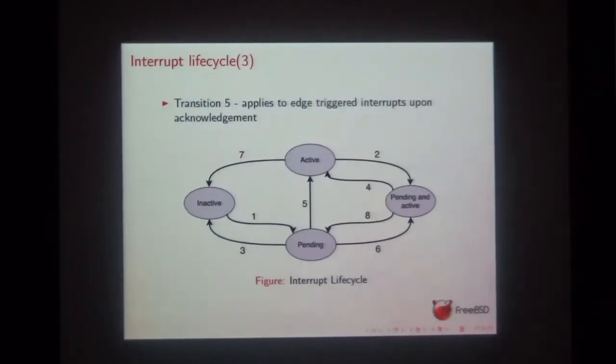We have transition 5. Transition 5, from pending to active, applies to edge-triggered interrupts upon acknowledgement. Sorry. So when we have edge-triggered interrupts, when we acknowledge them, they go from pending to active.